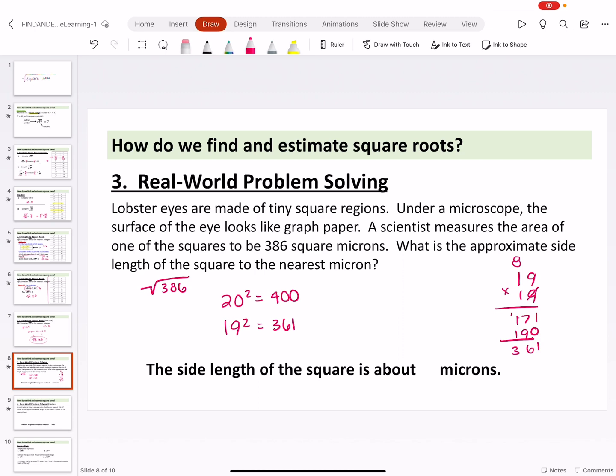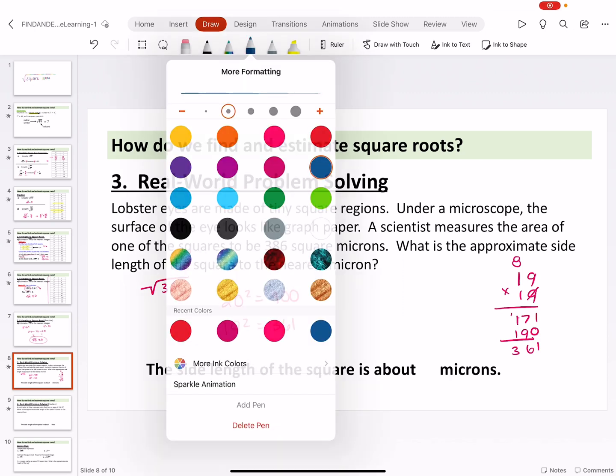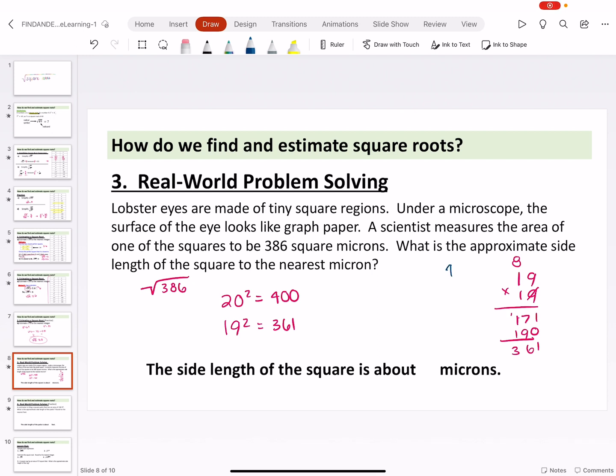And now we just have to count the difference once again. You can either count or subtract, whatever is easiest for you. So 400 minus 386. All right, for this one, we are going to have 14 spaces difference.